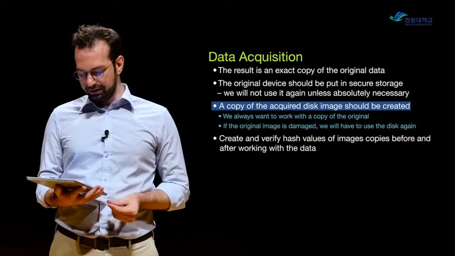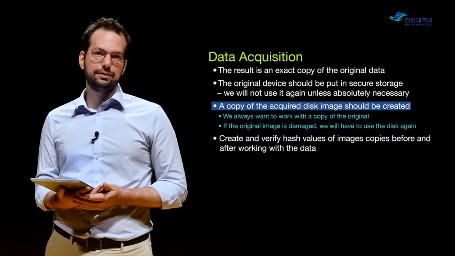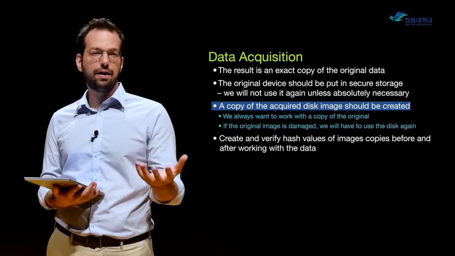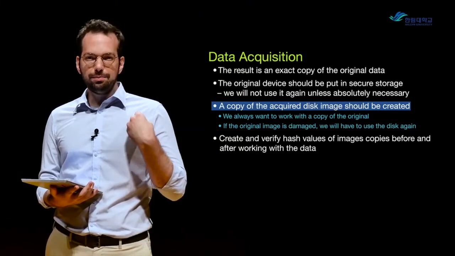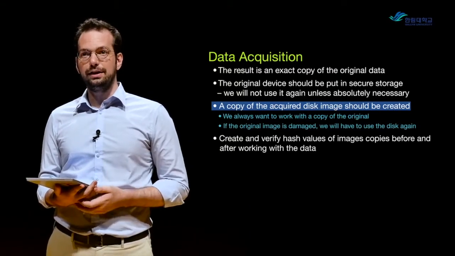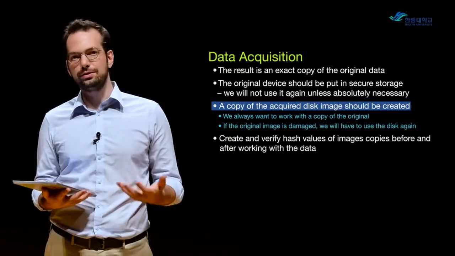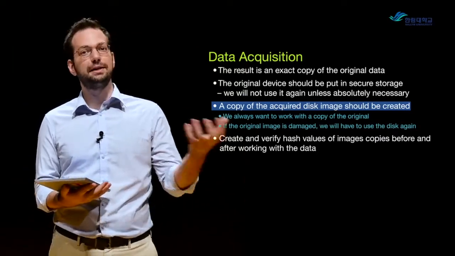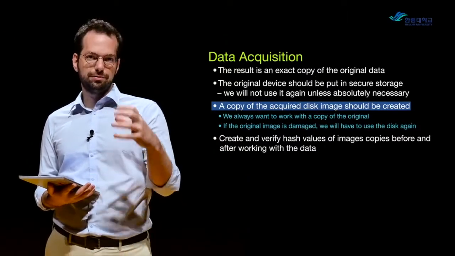We have a copy of the acquired disk image, and we always want to make a second copy of the acquired disk image. The reason for that is we have this copy that we've made. We have a file that contains all of the suspect or victim data, and we need to analyze that copy. But maybe our tools somehow modify this image that we've created. If the tools modified the image that we created, then our image is no longer good. We can no longer use it for court. And the only way we can get another good image is by going back to the physical disk and making another copy.